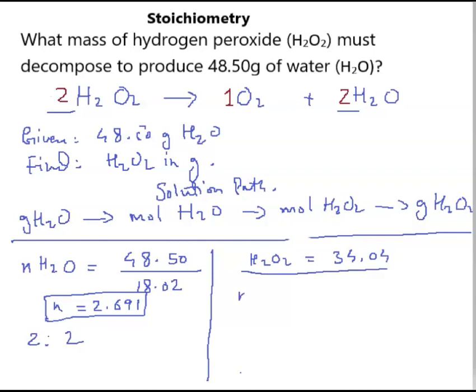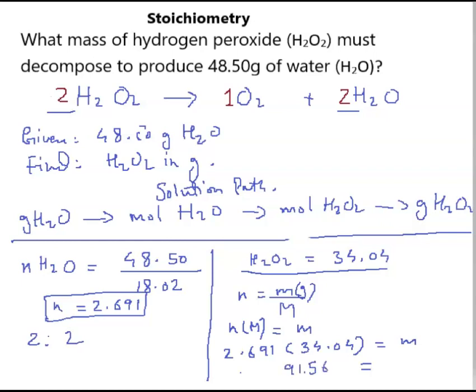Okay, we'll just rewrite the equation. We're trying to find this guy, right? So we'll isolate the m, let's keep it on this side, and bring those two on the other side. So n, which is the moles, 2.691, multiplied by M, which is the molar mass, 34.04, equals m. Let's multiply. We get 91.56 grams. This is the answer. That's method 1.